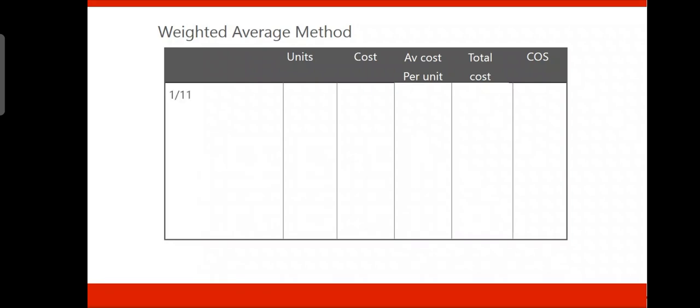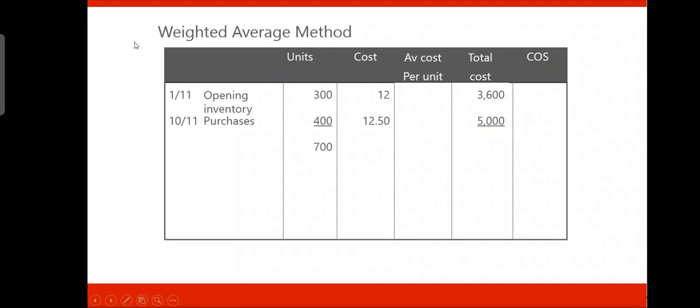So I'm going to use the same information which we used in the last three examples. So we had on 1st of November some opening inventory of 300 units and the cost was $12. So my total cost was $3,600. And then on 10th of November, we purchased 400 units at the cost of 12.50 and it makes us 5,000. So what do we have now? We've got 700 units in our stock, and the total value for 700 units is 8,600.